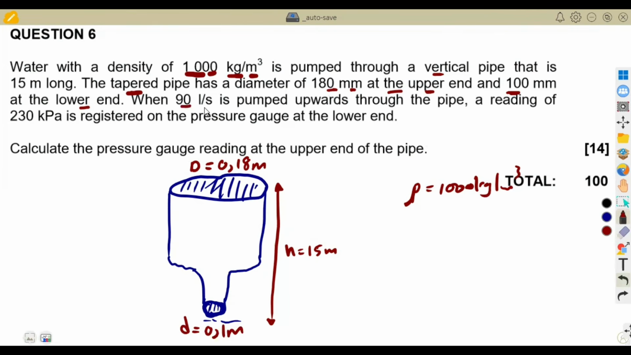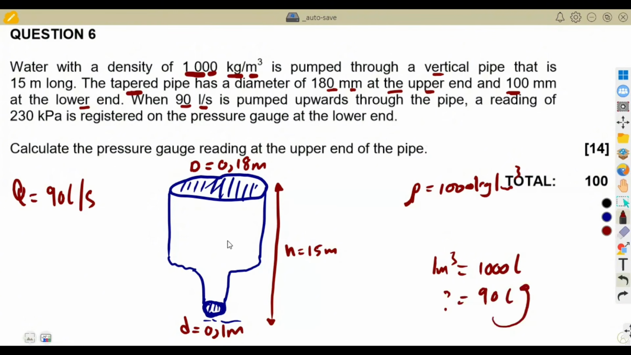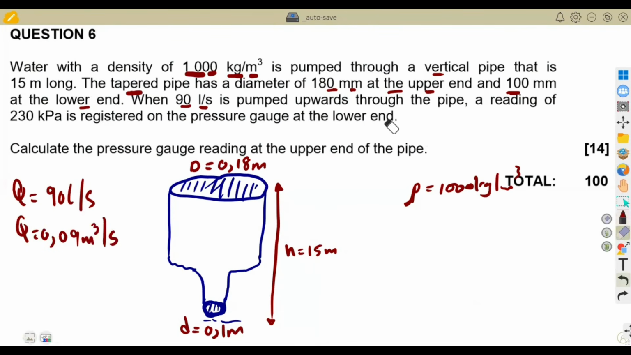Then we are given 90 liters per second. What is it? This is the flow rate, 90 liters per second. Remember, I said a cubic meter is equal to 1,000 liters. So if we are given 90 liters, it means we have to convert to cubic meters. Divide this by 1,000. 90 divided by 1,000 is going to be 0.09. That's cubic meters per second. So we've got the flow rate there.